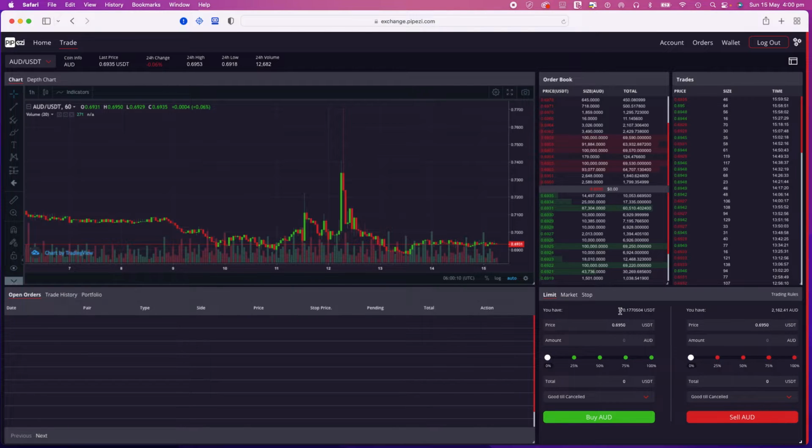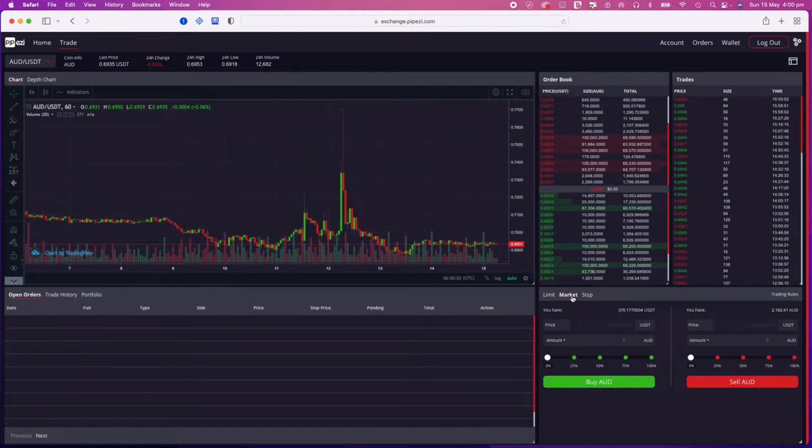Before we go ahead, there's another important thing to remind here. You've got limit orders and market orders. What's the difference there? A market order simply means whatever the price is right at the moment when you select sell, or when you select buy, that's the price at which you will buy it.